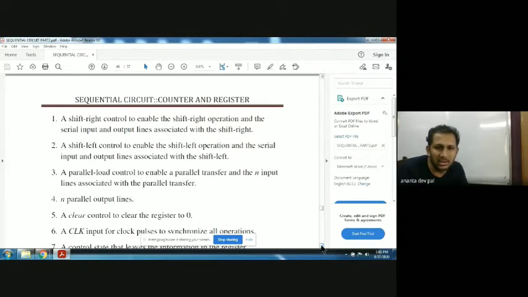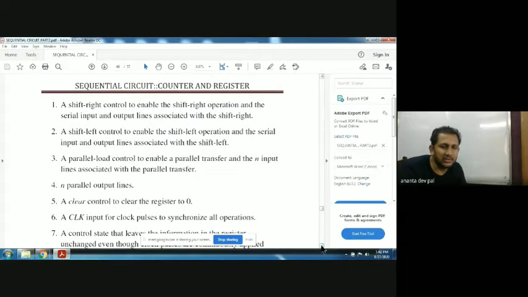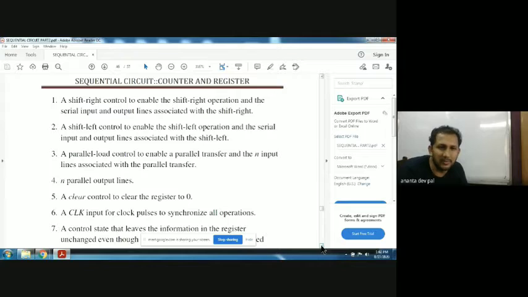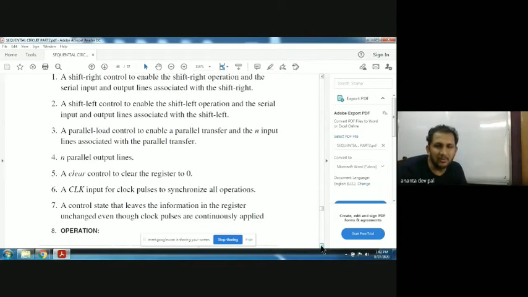Clear is the control that clears the register to 0. Clear is basically for the integrated circuit. CLK is used to synchronize all operations. Then there is a control state that leaves the information in the registers unchanged even when clock pulses are continuously applied.